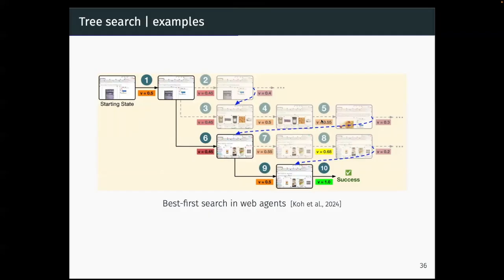And then here's another example. Again, I won't really go into the details, but people are trying to investigate whether tree search algorithms are useful in this agent setting. This is a paper from people here at CMU, and they were looking at using best first search, actually the same search algorithm that I just showed you, in this kind of web agent setting.